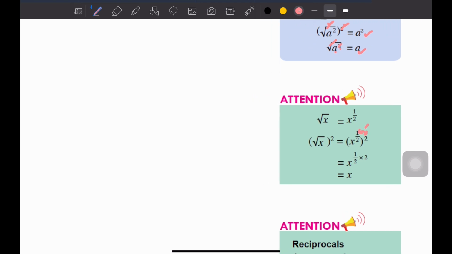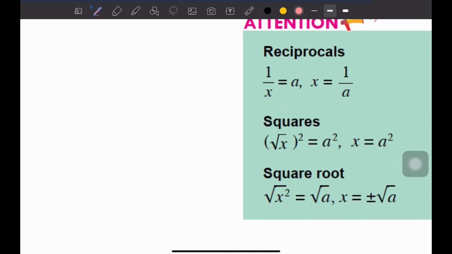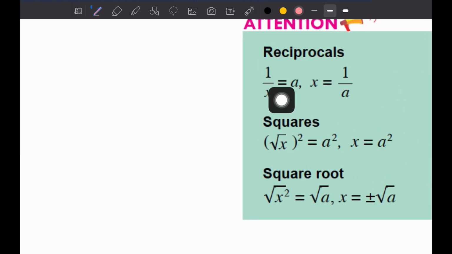Satu lagi reciprocal. So kalau kita ada 1 over x equals to A, bawah naik atas, atas turun bawah. Boleh tukar. So x naik atas, A turun bawah. So dia akan jadi x equals to 1 over A. Boleh. Itu kita panggil reciprocals. Ini squares, dan ini adalah square root.